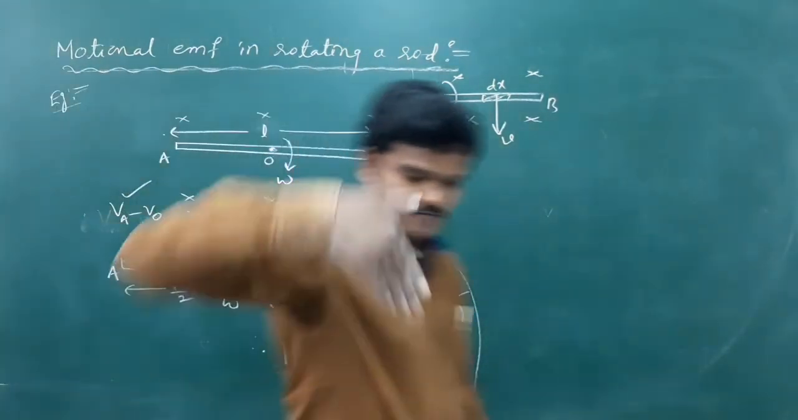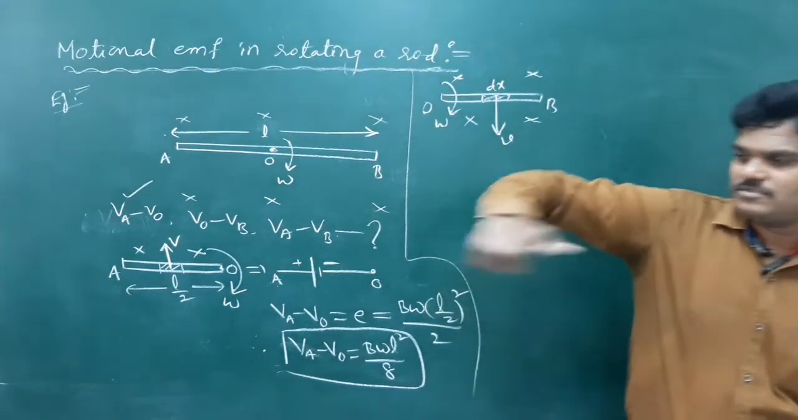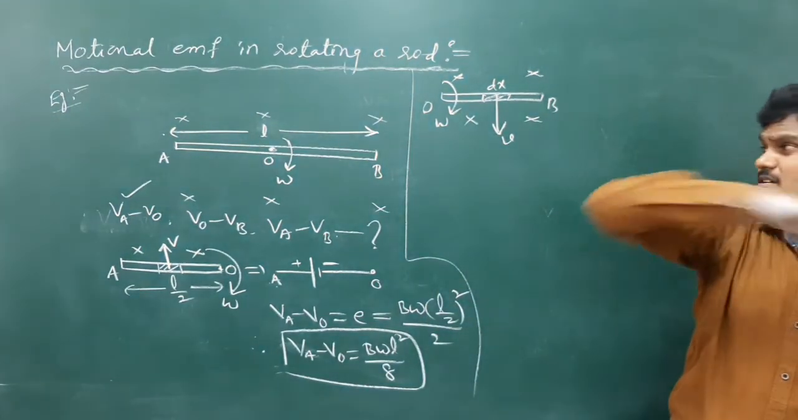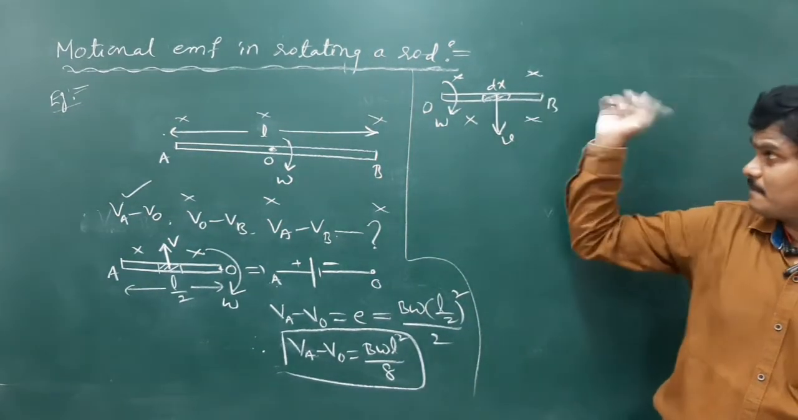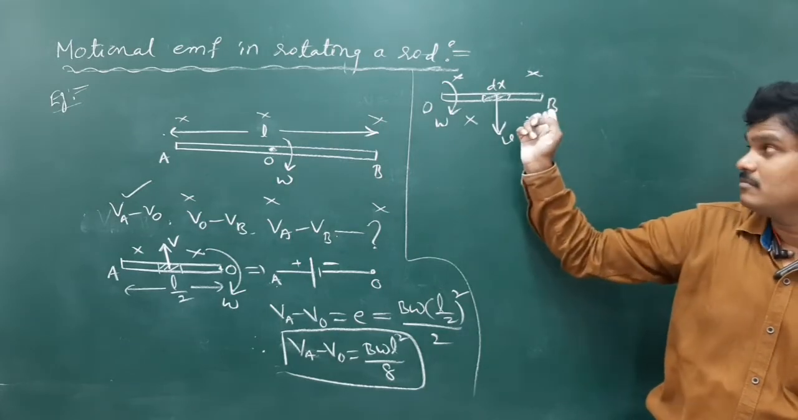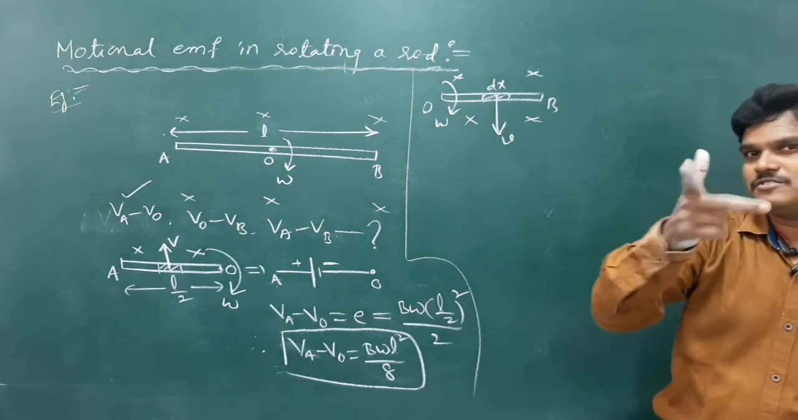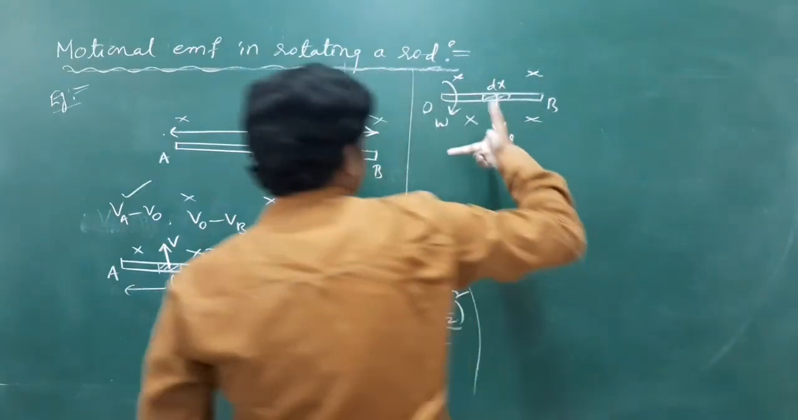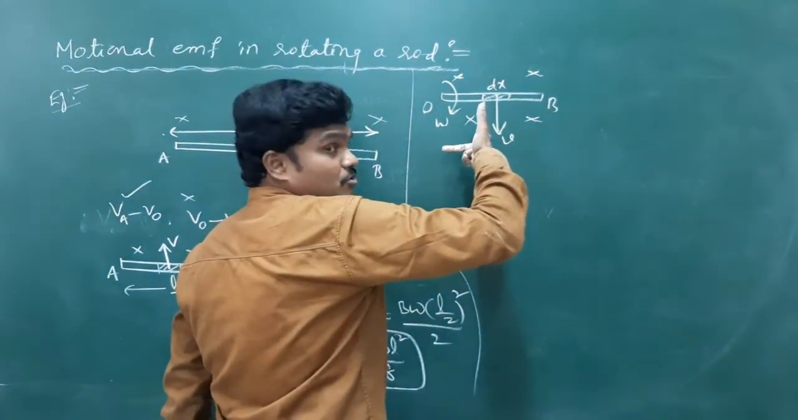Now V cross B. The field is into the board. See the thumb. The thumb shows this side, left side. So the current will flow right here, on the right side of the board. Otherwise, use Fleming's right hand rule. The field is into the board.